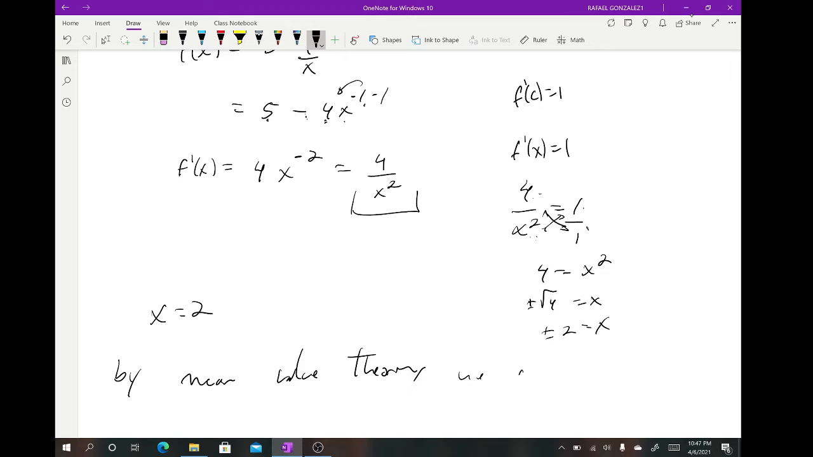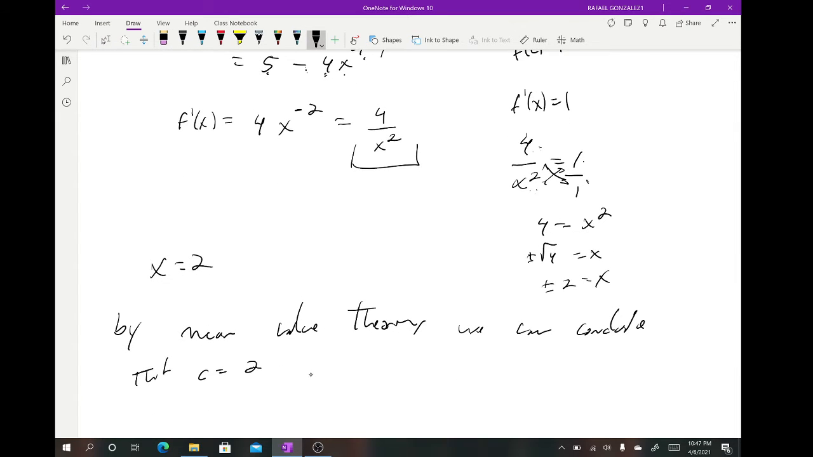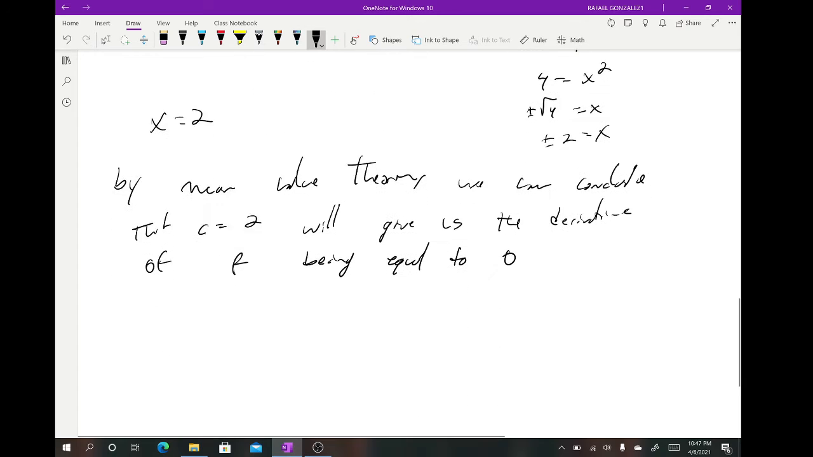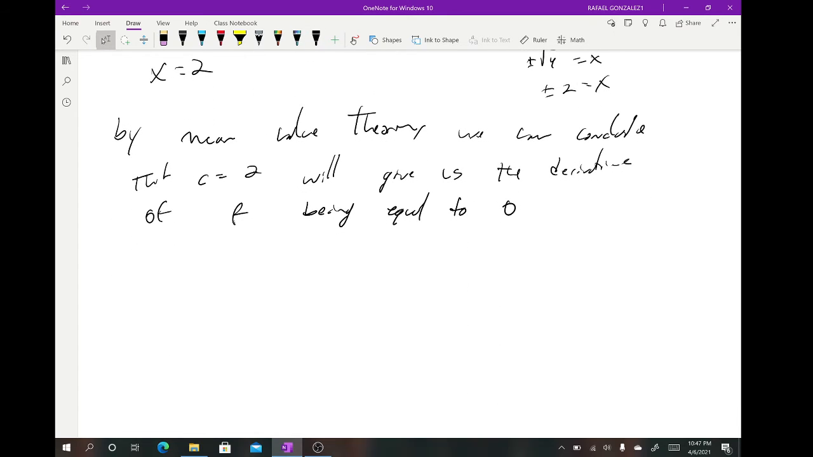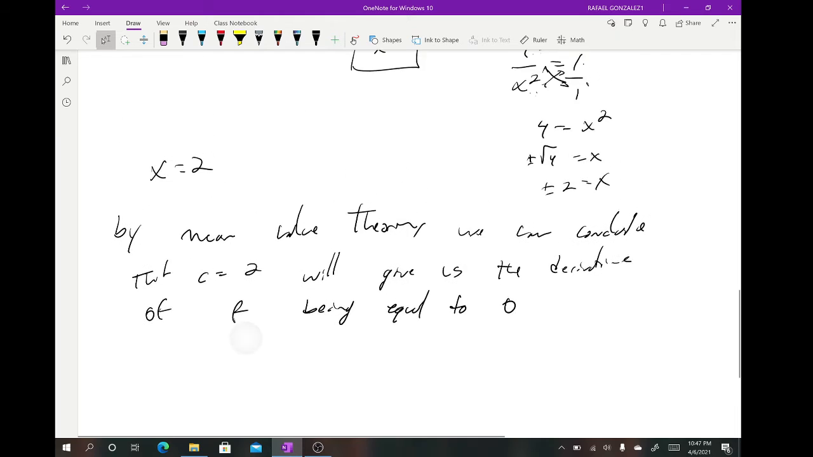we can conclude that c equals 2 will give us the derivative of f being equal to 1. Okay, so whenever c is 2, the derivative is going to be equal to 1.